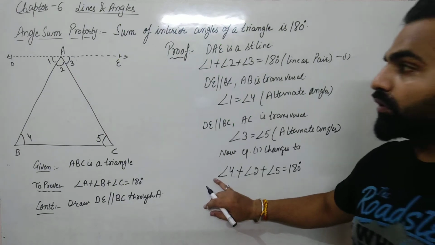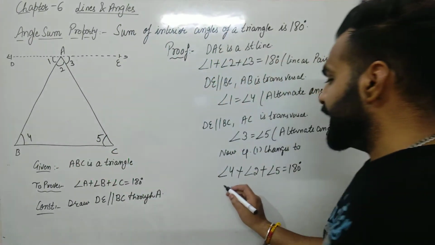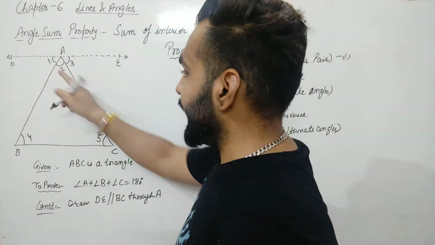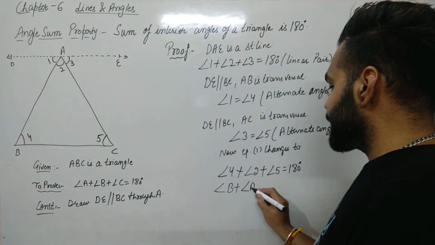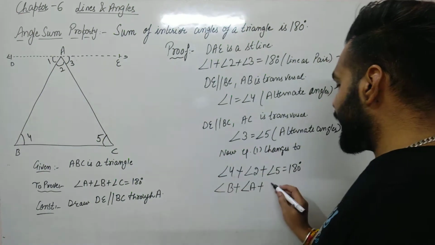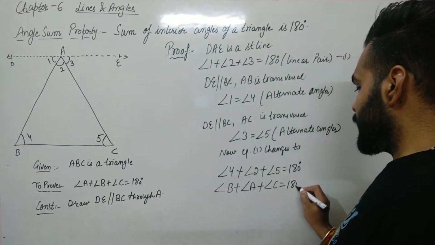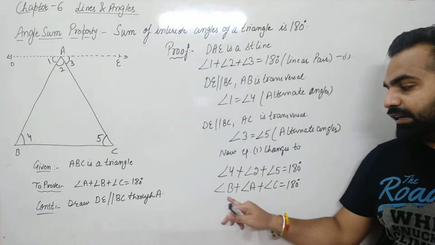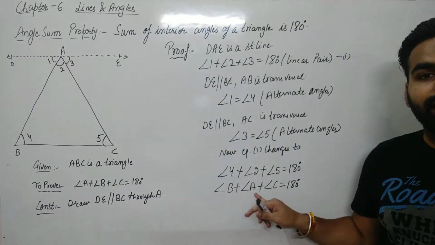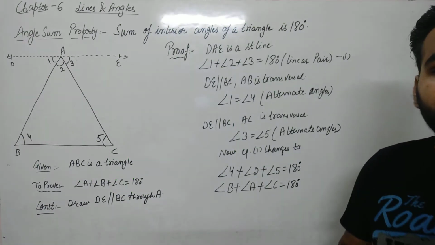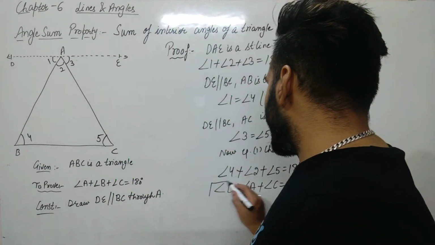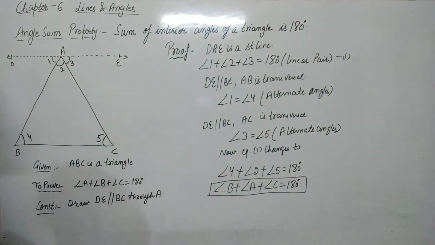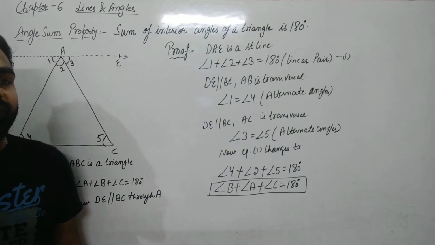And what is angle 4? Angle 4 is equal to angle B. What is angle 2? Angle 2 is equal to angle A in triangle ABC. Angle 5 is equal to angle C. So from here we can see that sum of all the interior angles, that is angle B plus angle A plus angle C is equal to 180 degree. So this is the proof of theorem angle sum property, that sum of all the interior angles of a triangle is 180 degree.